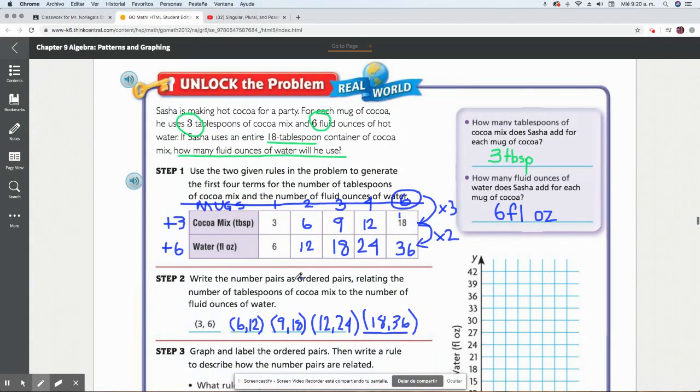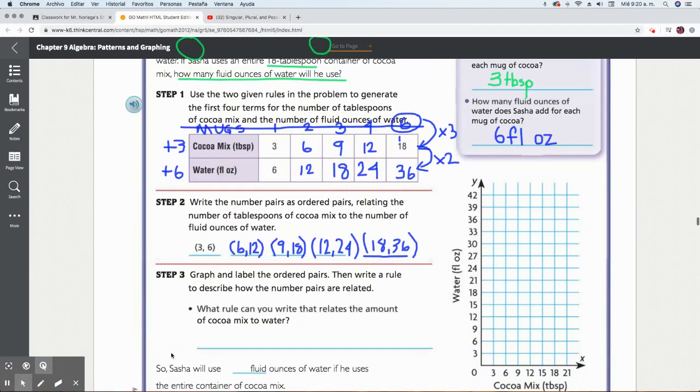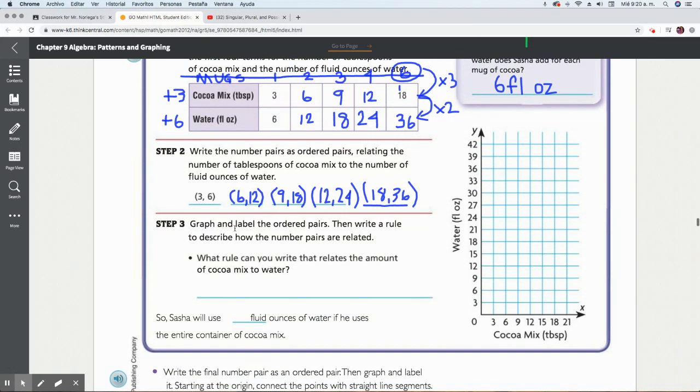Write the number pairs as ordered pairs, relating the number of tablespoons of cocoa mix to the number of fluid ounces. That would be the second number. Step number 3. Graph and label the ordered pairs, then write a rule to describe how the number pairs are related.